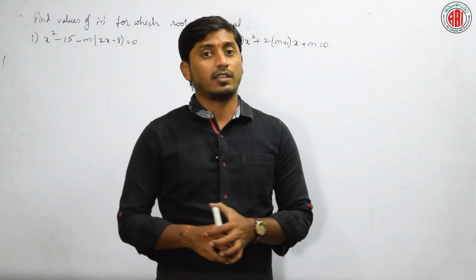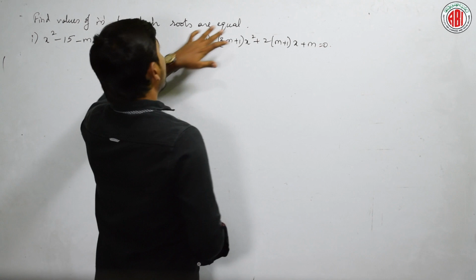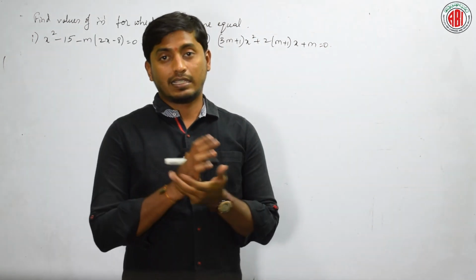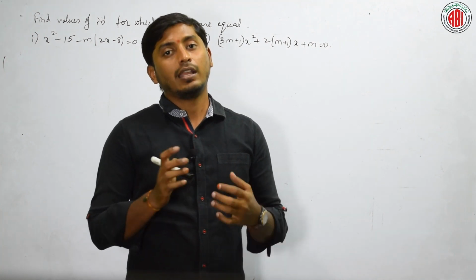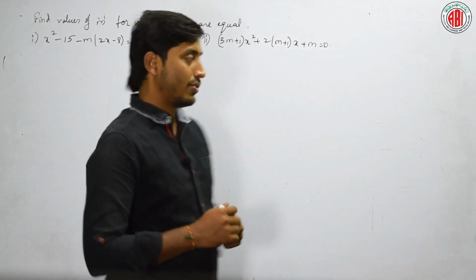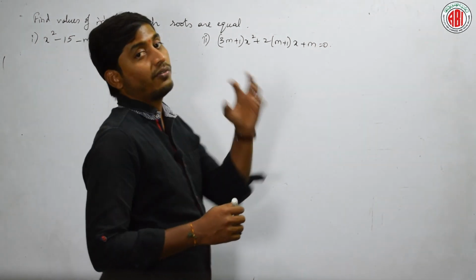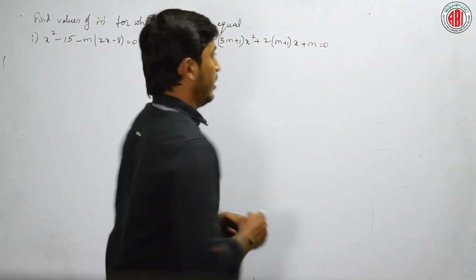Look at the next question here. He is asking us to find the values of m for which the roots are equal. What does this mean? What was the condition? That is, our discriminant should be equal to 0. Then only we can tell that roots are equal. So, in order to do that, we have to make sure that our equation is in the form of ax square plus bx plus c.